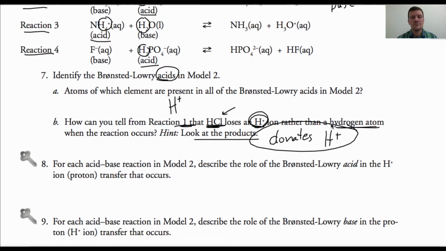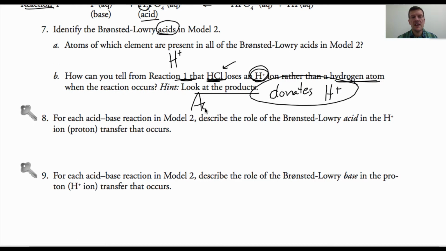Okay? So an acid in a reaction is going to do what? It'll donate an H plus to something in the reaction. For each acid-base reaction in Model 2, describe the role of the Bronsted-Lowry acid in the H plus ion proton transfer. So what does it do?